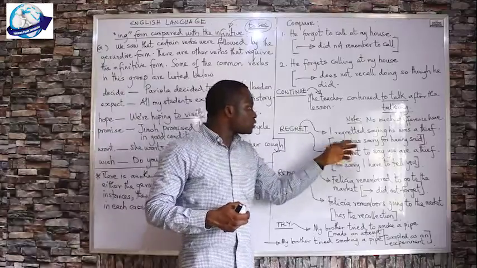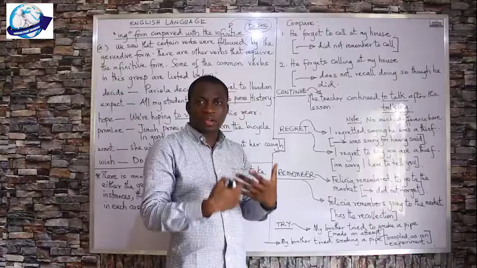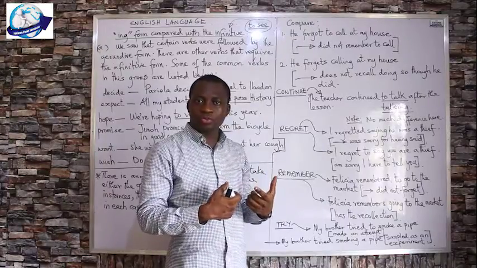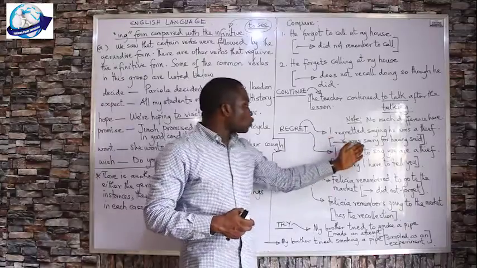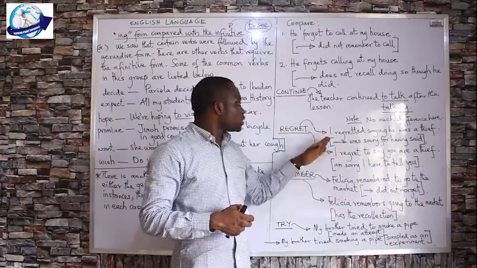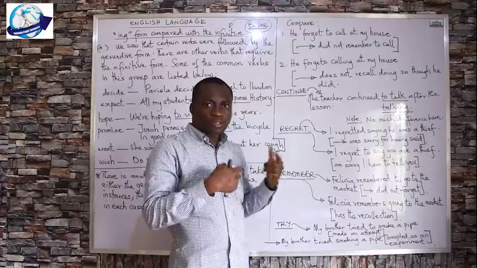I regretted saying he was a thief. So it's like a feeling of remorse. Okay? So it means I was sorry for having said that. So I regretted saying he was a thief. I am sorry for having said that.